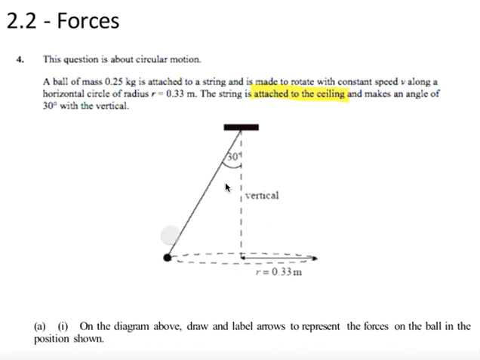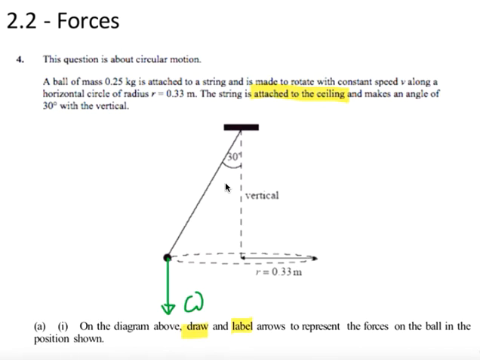The question asks us to, on the diagram above, draw and label arrows to represent the forces on the ball in the position shown. So that's right here. Okay, so what are the forces on the ball? Well, if it's hanging from the ceiling, we can pretty safely assume that we need to consider the acceleration due to gravity, we need to consider weight. So let's add an arrow for the weight.